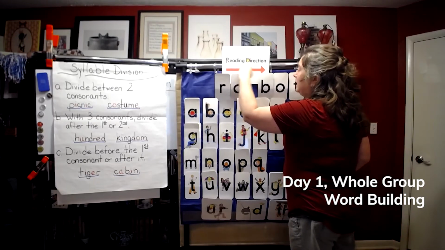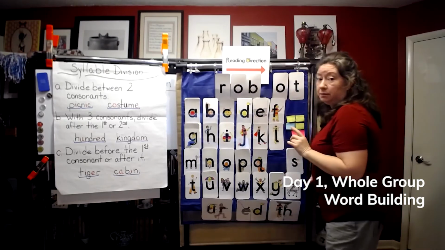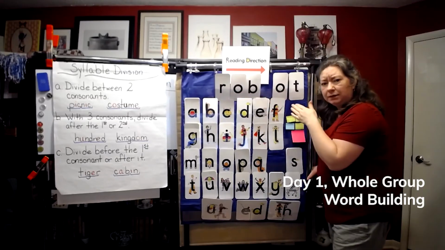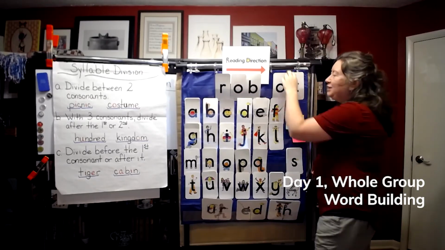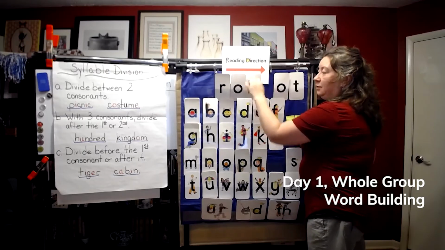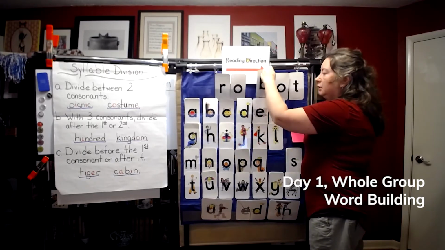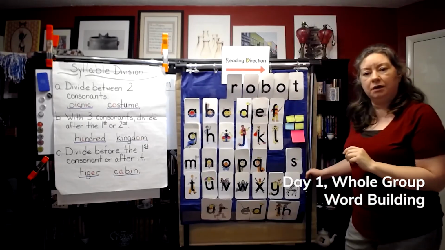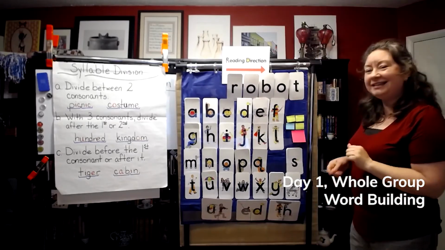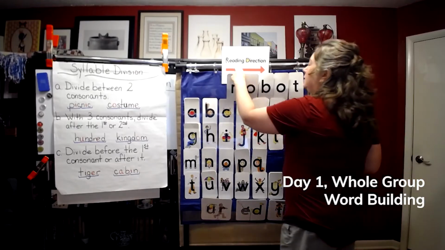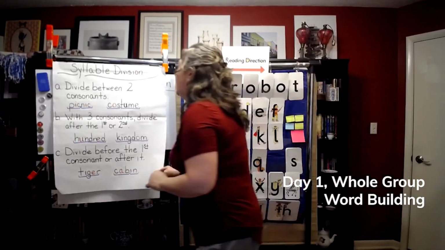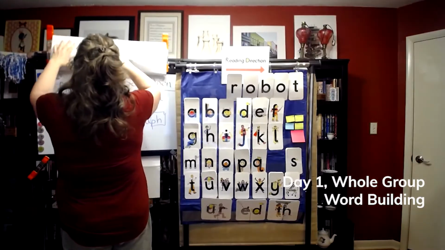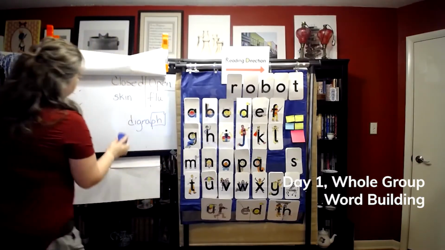If I had put this with that first syllable, I would have built the word robbot. And is robbot a word? No. So when you're doing this and you have to decide, you can check yourself. If it doesn't make a real word, then it probably goes with the other syllable. All right, nicely done. Okay, so I want you to write the word robot on your papers.